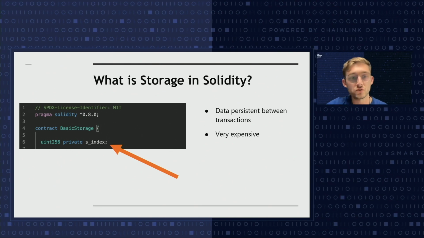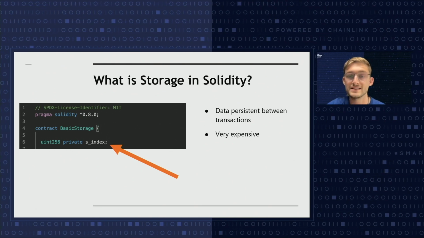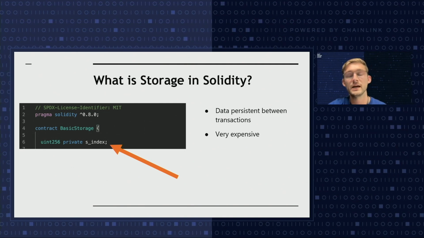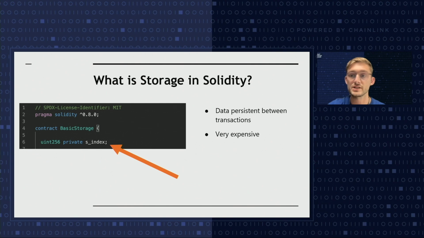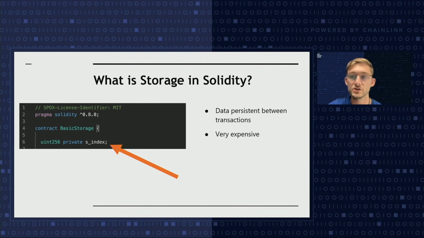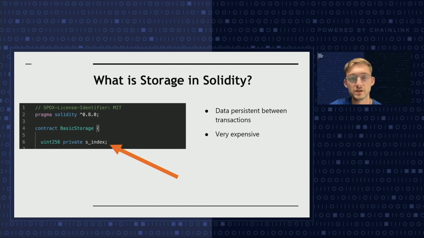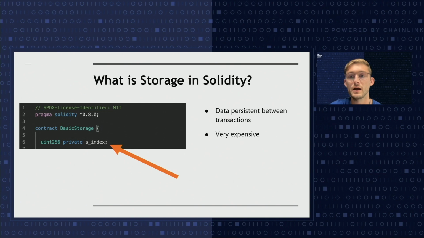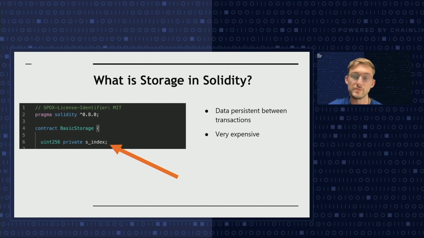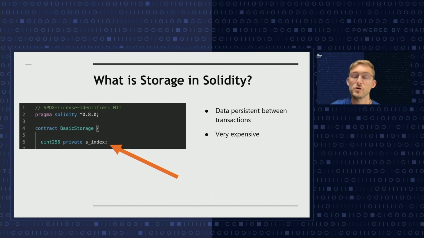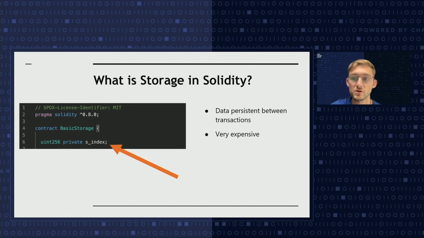So what is storage? Storage is data that is persistent between transactions. It's stored in a contract for extended periods of time, and it can be accessed and changed in future transactions. So we've got an example of a storage variable on the left there. In other languages, we might call these instance variables or class variables. So programmers of other languages would know them by those terms.